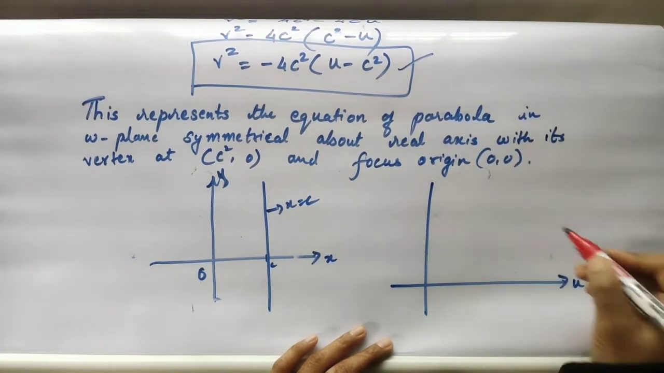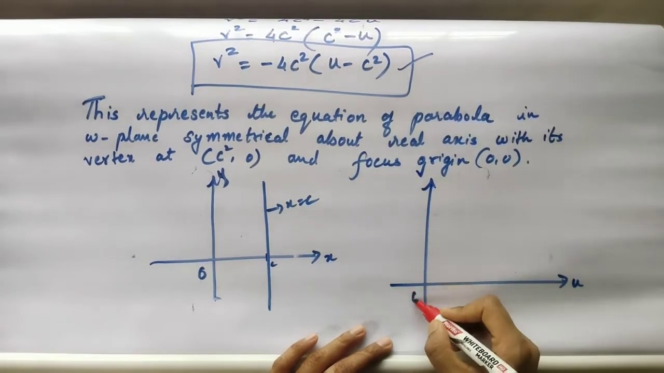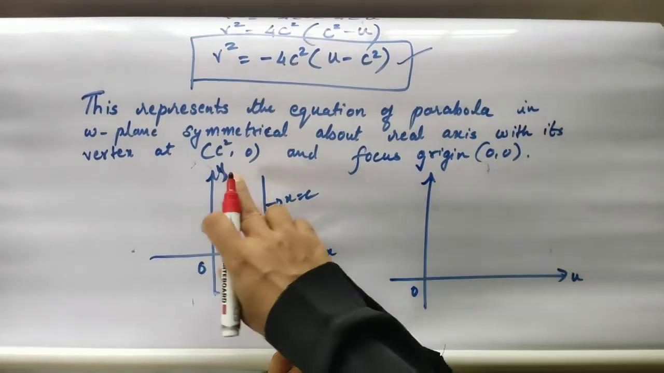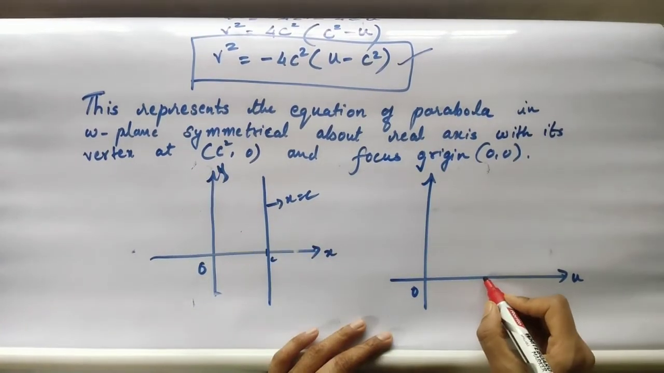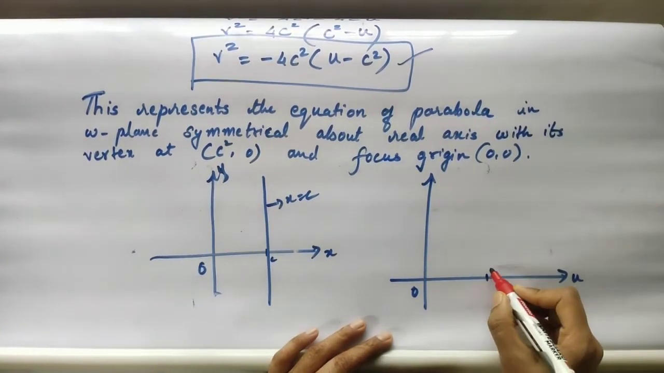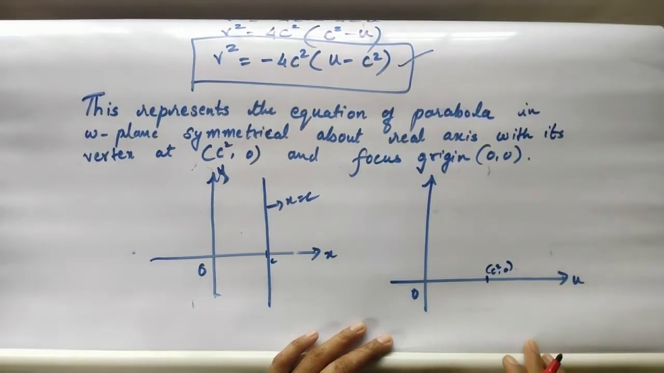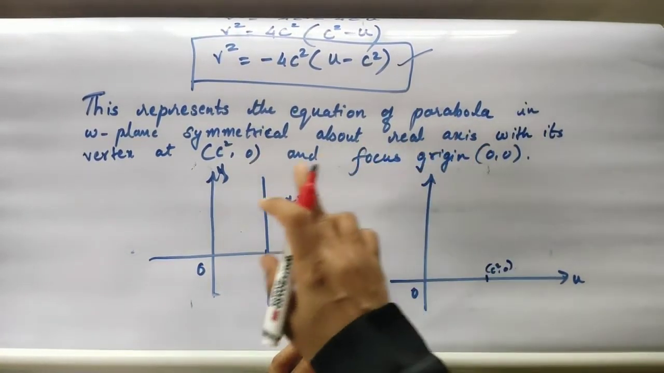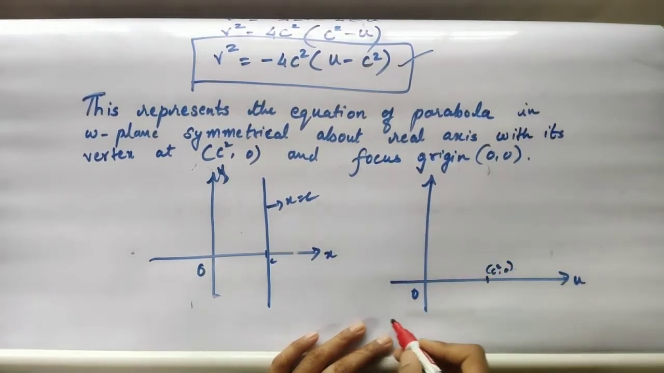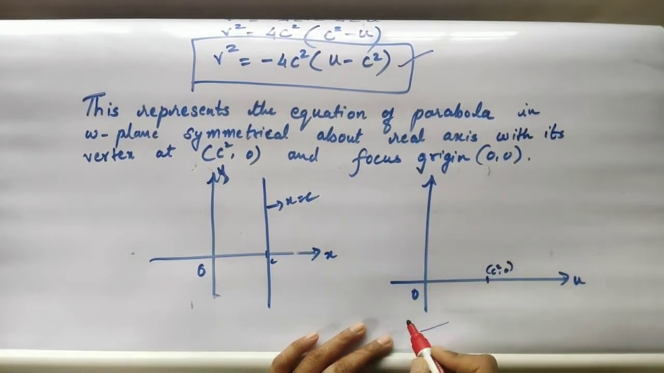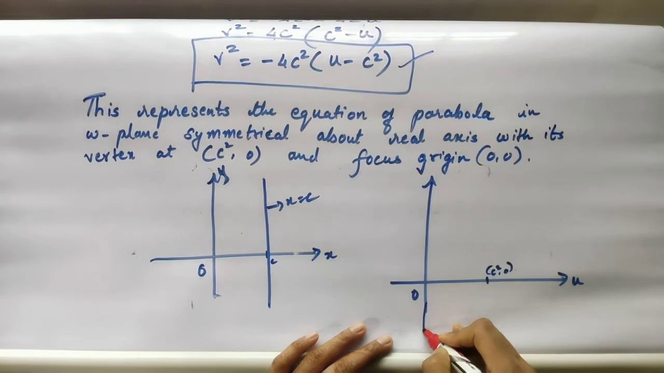So say this is the w plane with the real axis and the imaginary axis and the origin. Here we are saying the vertex is at the point c square comma 0. So I can mark this as c square comma 0. Let this be the point because it's a real axis. Since your parabola is symmetrical about the real axis, it should be like this, right?